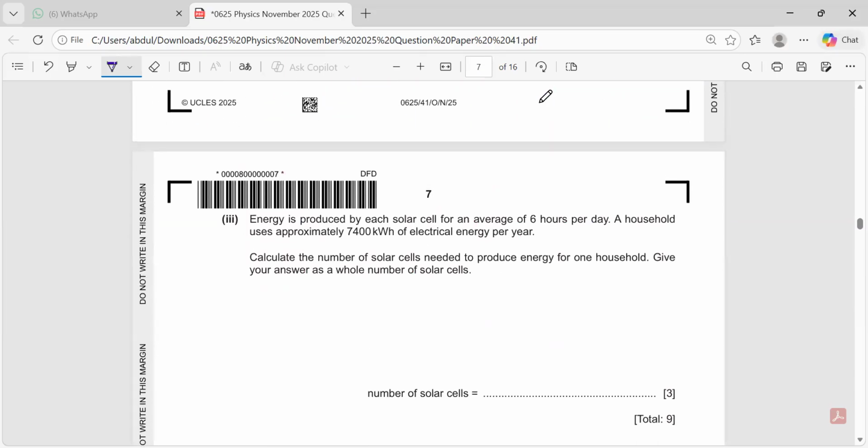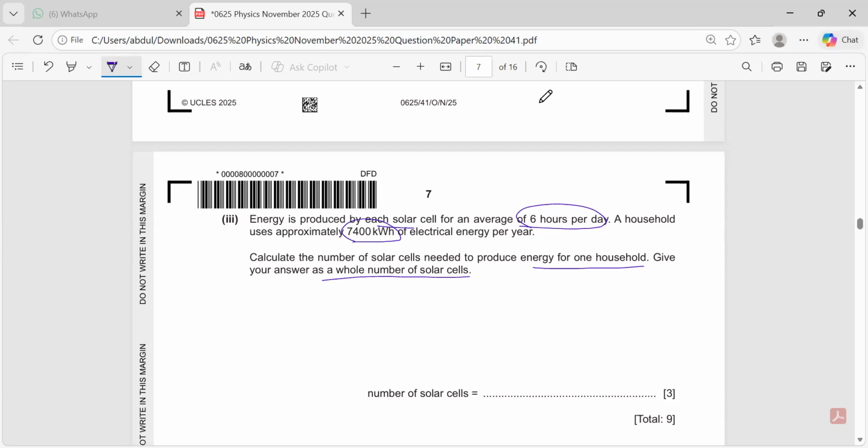this is a bit tricky. Energy is produced by each solar cell for an average of 6 hours per day. A household uses approximately 7,400 kilowatt hour of electrical energy per year. Calculate the number of solar cells needed to produce energy for one household. Give your answer as a whole number of solar cells. Okay, no problem. Let's calculate.